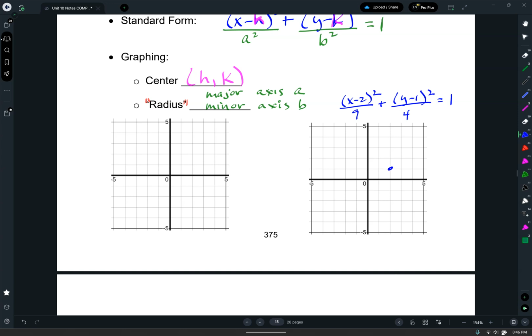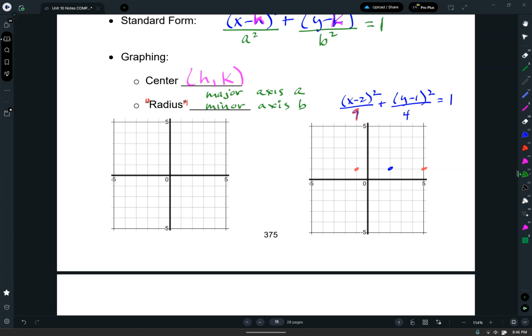All right, so look at the A number that's under the x's. It's a 9. Okay, so since that's a 9, that means the A number is 3. So in the left and right, and the reason I know it's left and right is because it's under the x's. So think about the x axis goes left and right. So for left and right, I'm going to go 3 units in each direction. That comes from the 9.